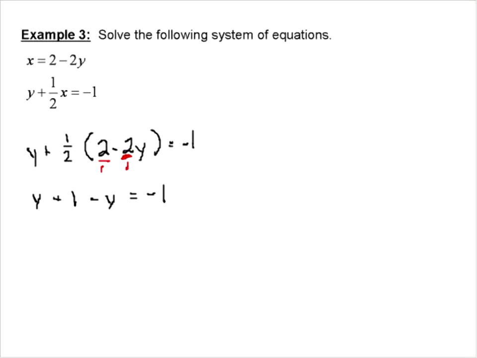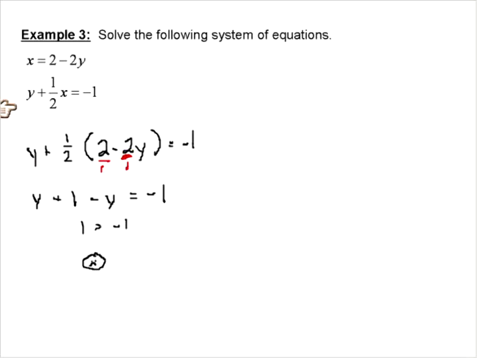Now when we combine like terms, we get 1, our y's disappear, equals negative 1. Uh-oh. We are not pleased because last time I checked, 1 does not equal negative 1. So what happens when we get down to this? Well, we can throw in the towel and retire, or we can look at our original equations. This answer doesn't make sense.